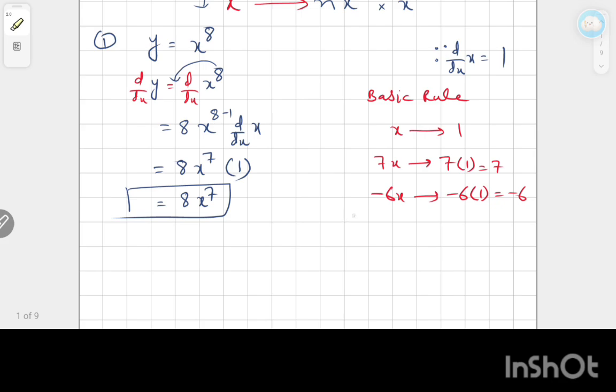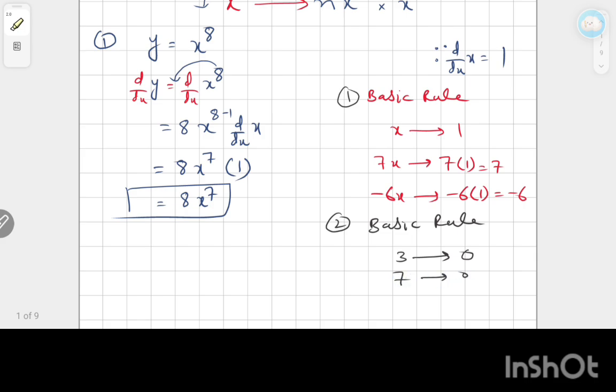This is our rule number 1. Now the second basic rule: for any constant, like 3, if we take the derivative of a constant, we always get the answer 0. If it is 7, we also get 0.